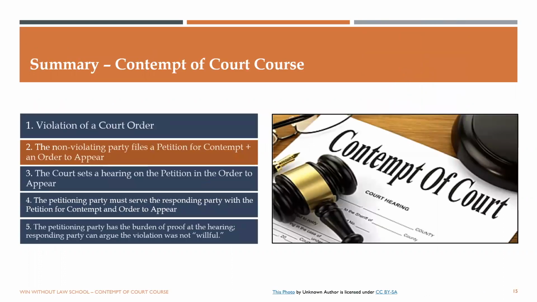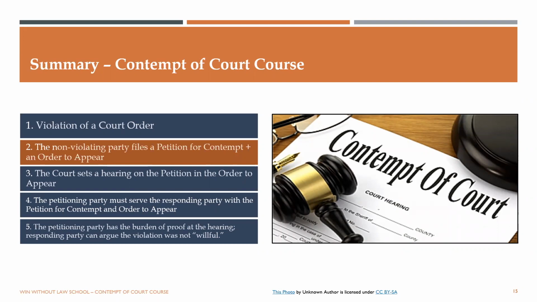All right, we have reached the end. Here is a summary of what we talked about today. So first, there needs to be an underlying court order and an allegation that it's been violated. Then the non-violating parent would file a petition for contempt along with an order to appear. That petition needs to include the underlying order, an explanation of what was violated, and a request for a remedy.